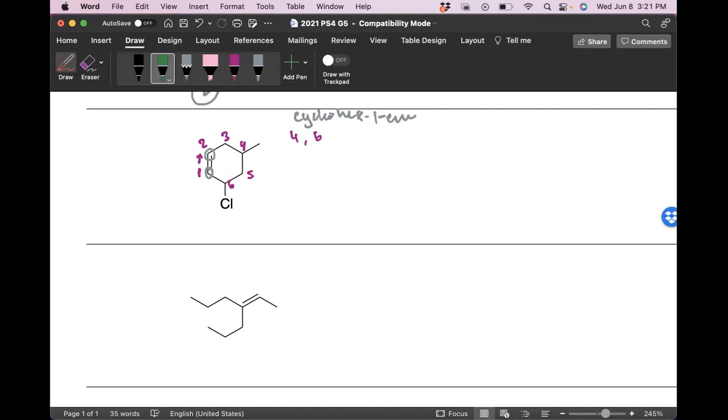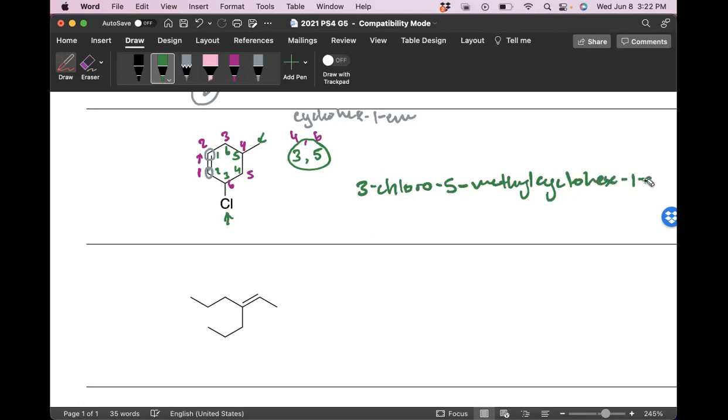However, if we went the other way, what if we started with this one? 1, 2, 3, 4, 5, 6. Our number system would be 3 and 5. The 3 and the 5 would be preferable. So that's how our numbering works. We have a 3-chloro and a 5-methyl. So it's going to be 3-chloro-5-methyl, cyclo, don't forget your cyclo, hex-1-ene.